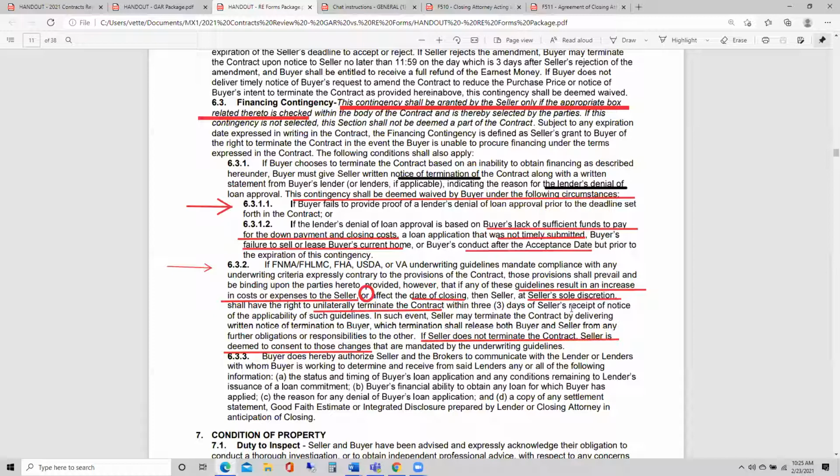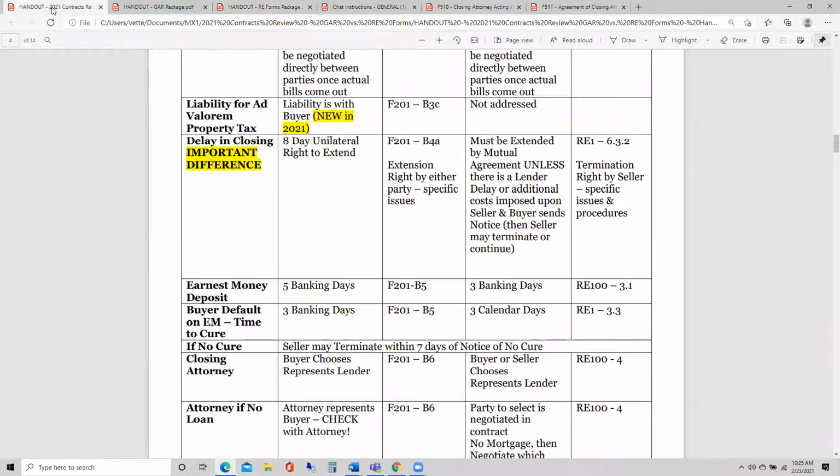I don't care that your lender didn't send it out. You should have chosen a different lender, or you should have been on your lender a little bit more forcefully to get those out. I am terminating the contract and going on with another buyer. If your seller does not terminate within those 3 days, then the seller is deemed to consent to those changes, and we agree to close on March 5th or whatever I used in my example. Big, huge difference: one is an extension of the contract, one is a sole termination right by the seller.